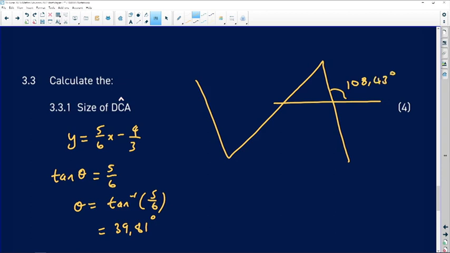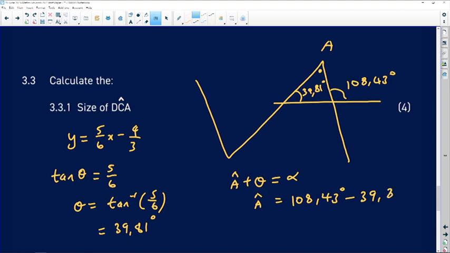Okay, we just found the one inside here. It comes out as 39.81 degrees. We are looking for the one at the top, which happens to be angle A. And by using your geometry, you'll agree with me that angle A added with theta should give us the alpha angle that is outside. Okay, that makes angle A equal to 108.43 degrees minus 39.81 degrees. So I think from there the difference comes out as exactly 68.62 degrees, if I'm not mistaken.